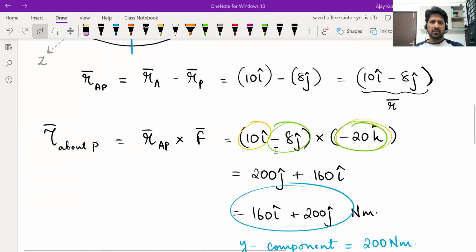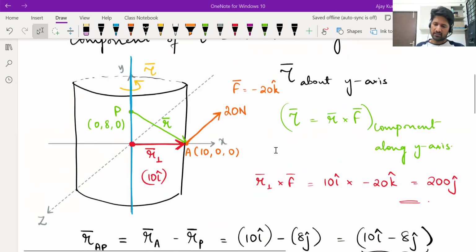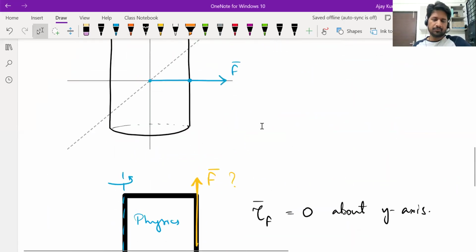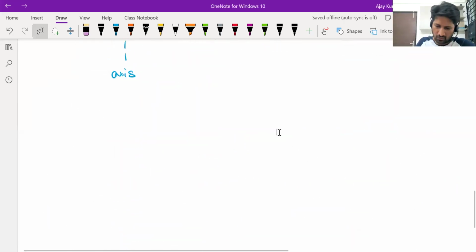For example, in this cylinder case, this 20 Newton force was acting in the z direction. Z axis is not parallel to y axis. And it's not acting through the origin, it's acting at some other point. So that line of action of 20 Newton doesn't even cut the y axis anywhere. So it's like the y axis and the line of action of this 20 Newton force are skew lines, neither parallel nor intersecting. Only in that case, torque can be produced. Fine, let's solve some more problems based on torque.